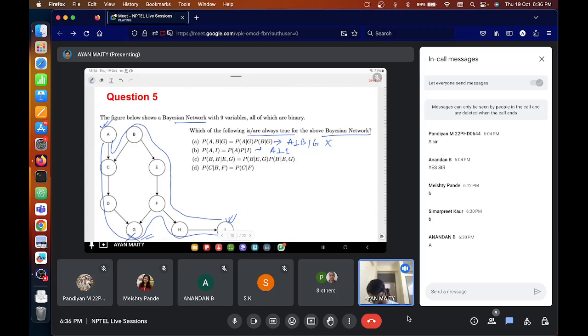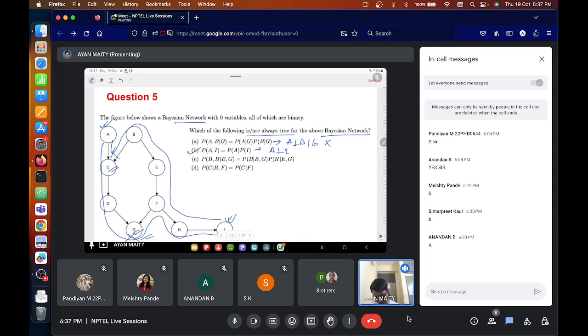In this case, again at C, C is not given. If C is not given, C blocks this path. So the second path is also blocked from A to I. So both the paths are blocked. The first path was blocked because of G and the second path was blocked because of C. If all the paths are blocked from A to I, then A and I are independent of each other. So option B is correct.